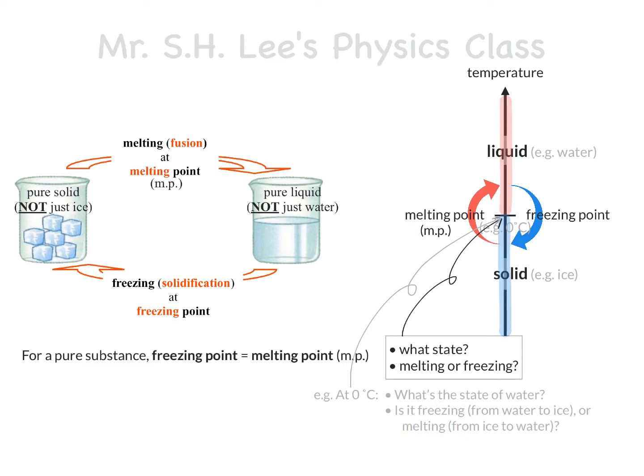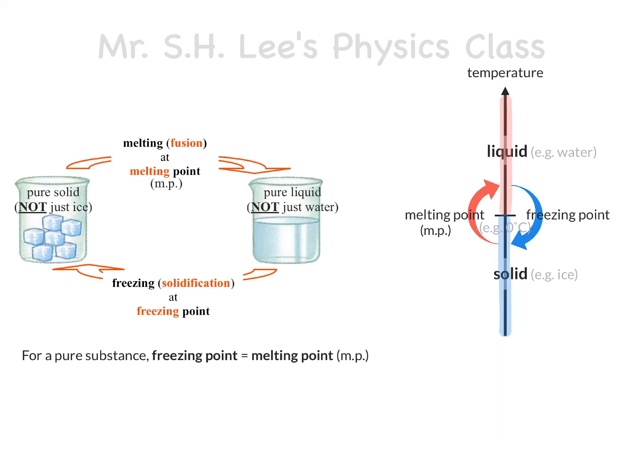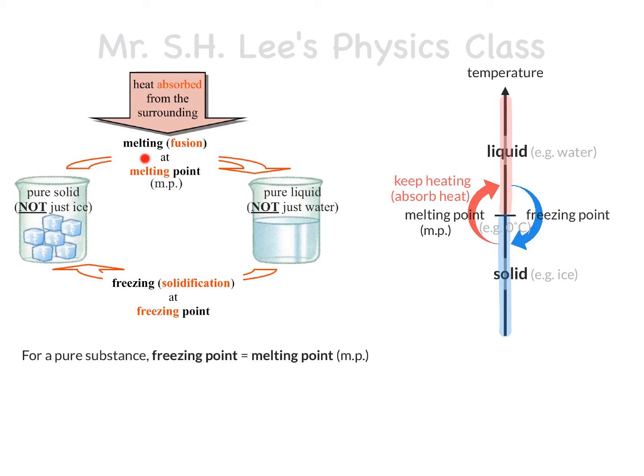To answer this, you need to know how heat is transferred during melting and freezing. Let's use common sense again. To melt ice into liquid, do you keep heating it or cooling it? Of course, you have to keep heating ice to melt it. That is to say, heat is absorbed by ice for it to melt into water. This turns out to be general. All solid substances have to absorb heat for them to melt.